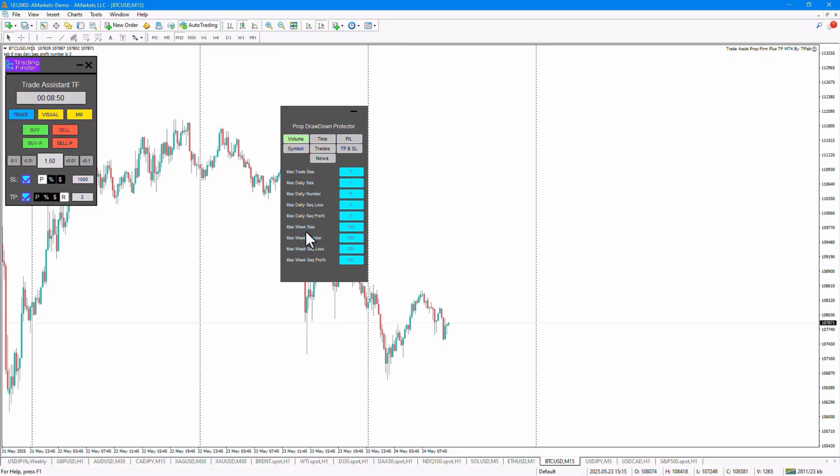The next section is about the maximum trade size allowed per week. The next section is about the maximum number of trades allowed per week. And the following 2 sections are related to max weekly consecutive loss and max weekly consecutive profit, where we can set the maximum number of consecutive losses in a week and the maximum number of consecutive wins in a week.